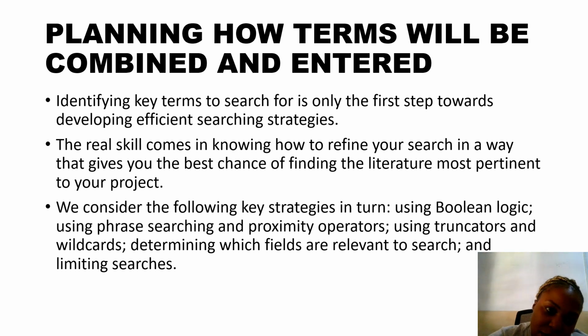Then if it doesn't work for you, you go to step 3. Step 3 is planning how terms will be combined and entered. So identifying key terms to search is just the first step, but the second step is knowing how to type those key terms and phrases on the internet. So you can use Boolean logic, phrase searching, proximity operators, truncators, wildcards, and limiting searches. So I'll show you how.